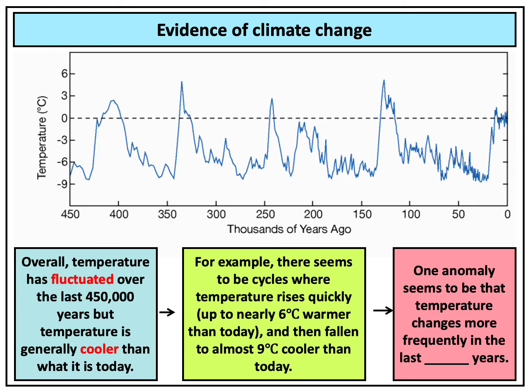So there are times when temperature rises really quickly, so there are periods when temperature is nearly 6 degrees warmer than today. And then there are also times when it has fallen to almost 9 degrees Celsius cooler than today. And then one anomaly seems to be that temperature changes more frequently over the last 50,000 years particularly.